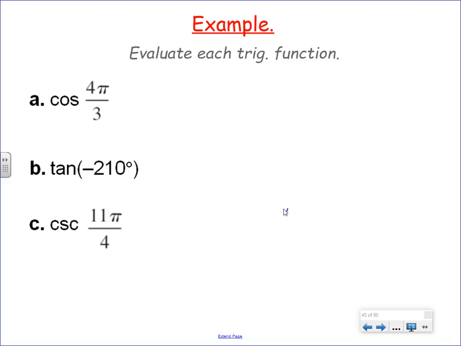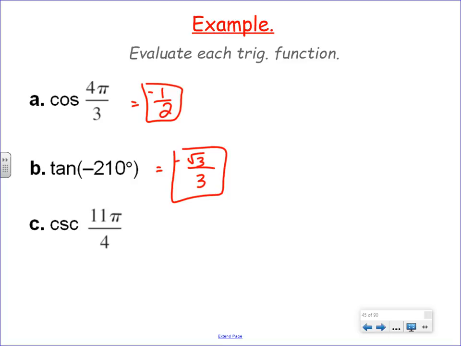Cosine, 4 pi over 3. What quadrant? 3. Right? Third quadrant. Tangent, negative 210. Negative 180. 5 pi over 3. Second quadrant is a little negative. Baby 30. 5 pi over 6. Square root of 3 over 3, but negative.